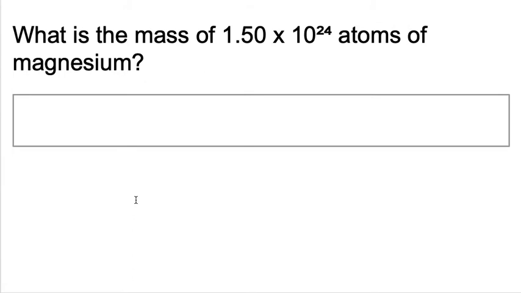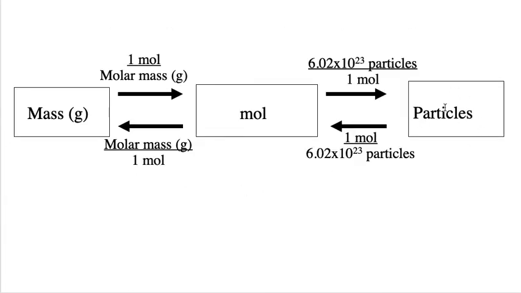Let's take a look at another one. Similar problem, but this time working the other way. So what's the mass of 1.5 times 10 to the 24th atoms of magnesium? So this time we're starting out with the number of particles, and we want to find the mass. So we're starting over here with particles. It's going to be a two-step process to get over here to the mass. So we're going to use Avogadro's number and then the molar mass.